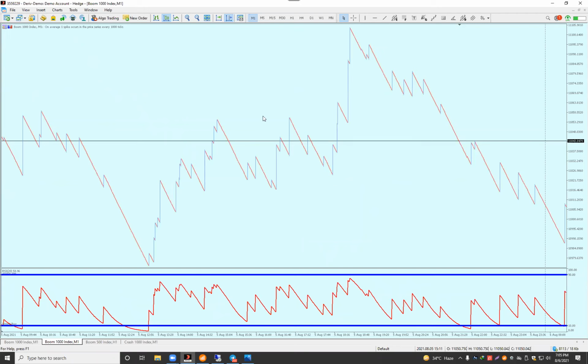See here. Here the price and the RSI validate. Here, this W, what is it showing? Is it showing the divergence?